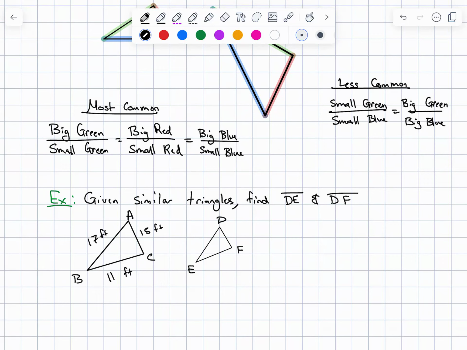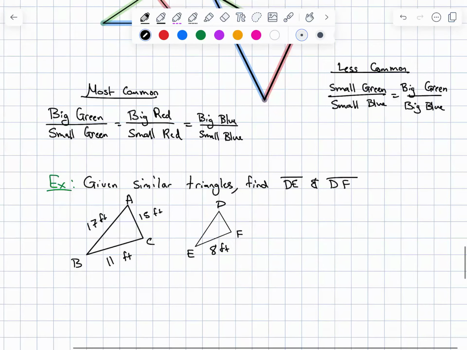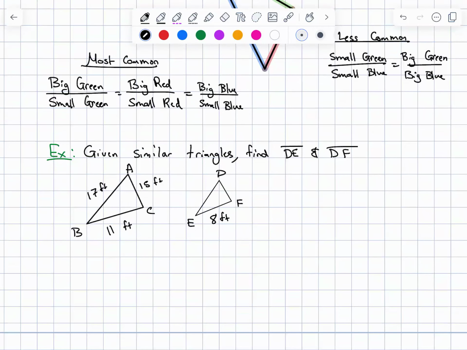I know it's not to scale. Please forgive me. And then DE is unknown. DF is unknown, but EF is 8 feet. So I'll let you draw that. I know that takes a little bit of time, so I'll let you draw that, and then I will move onward.